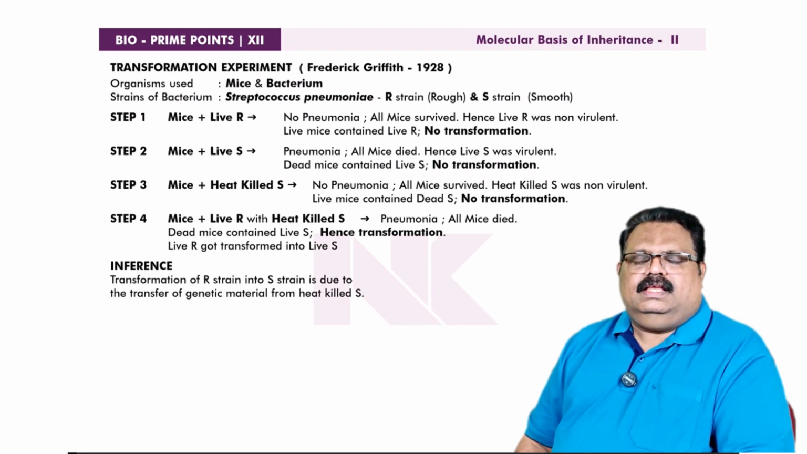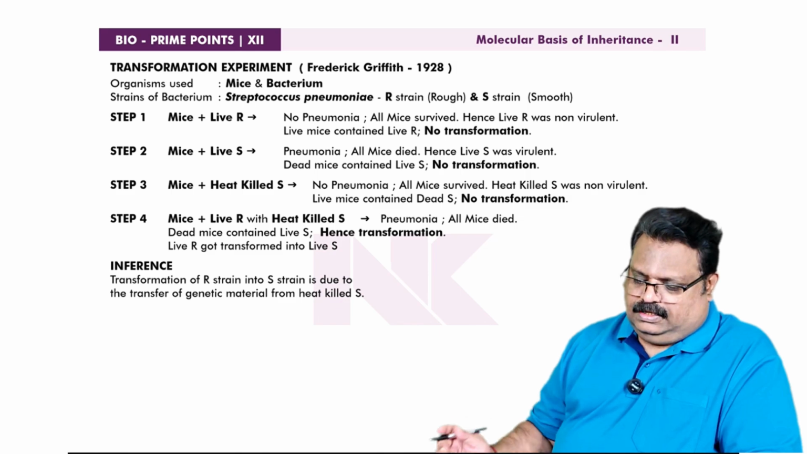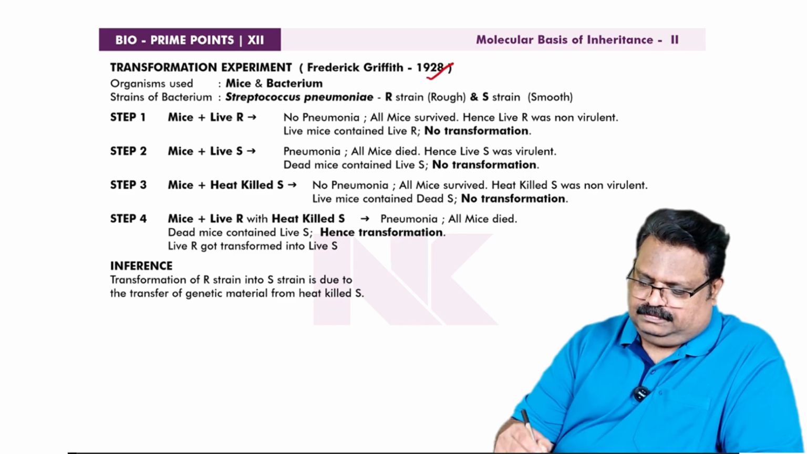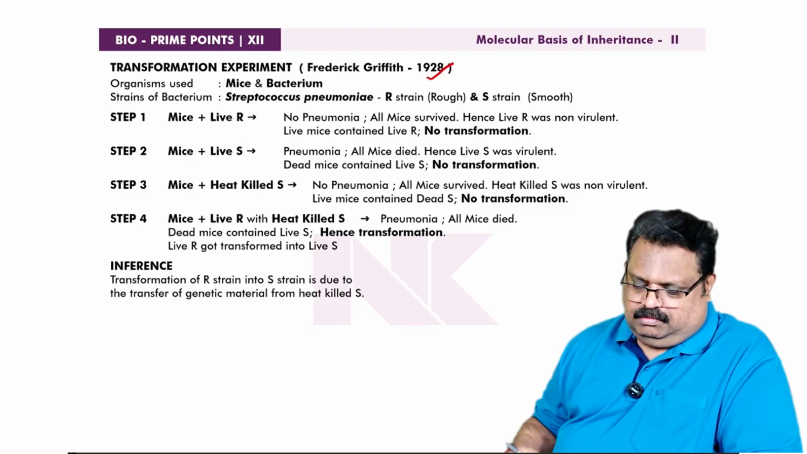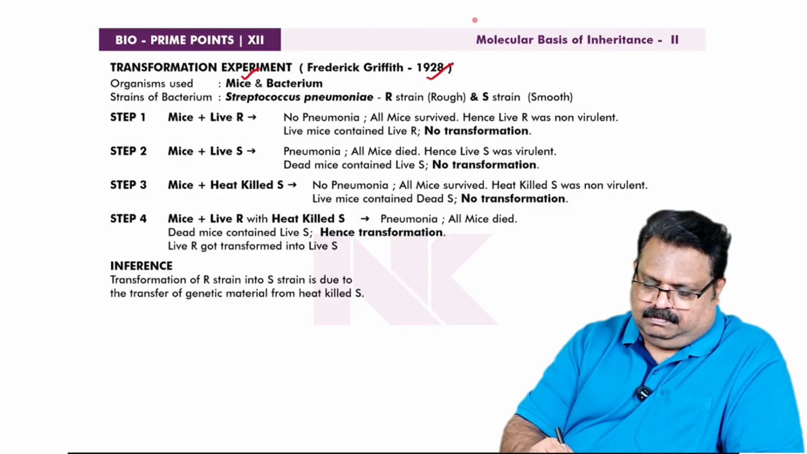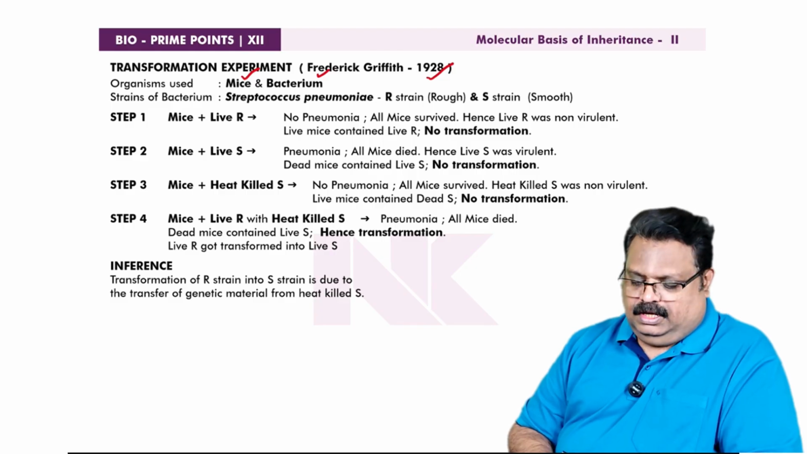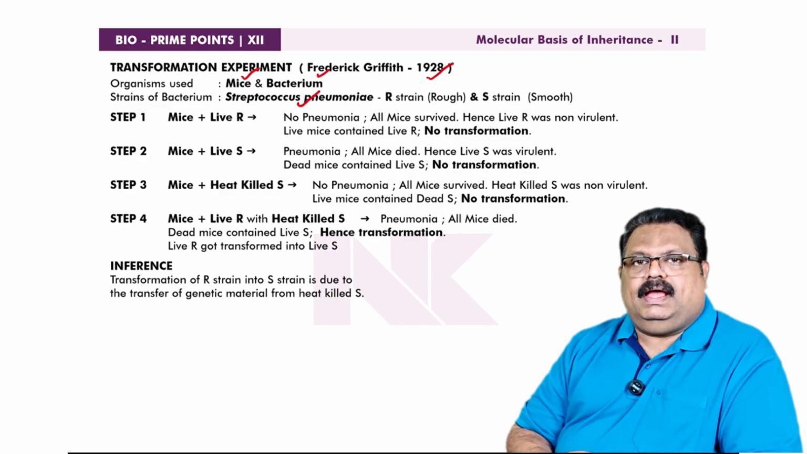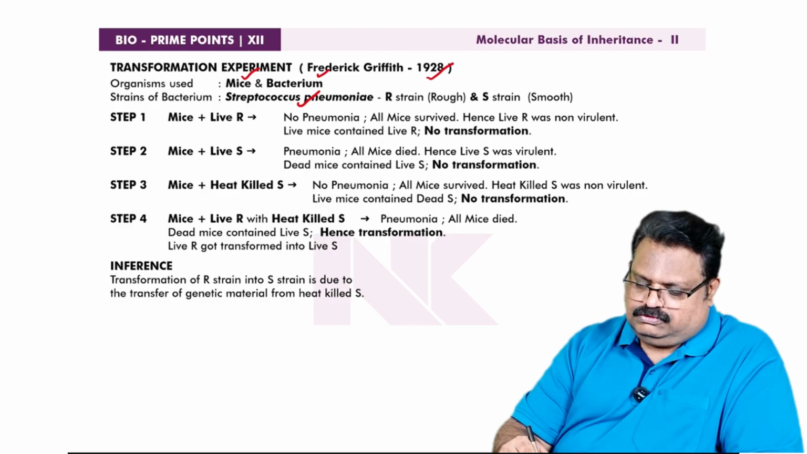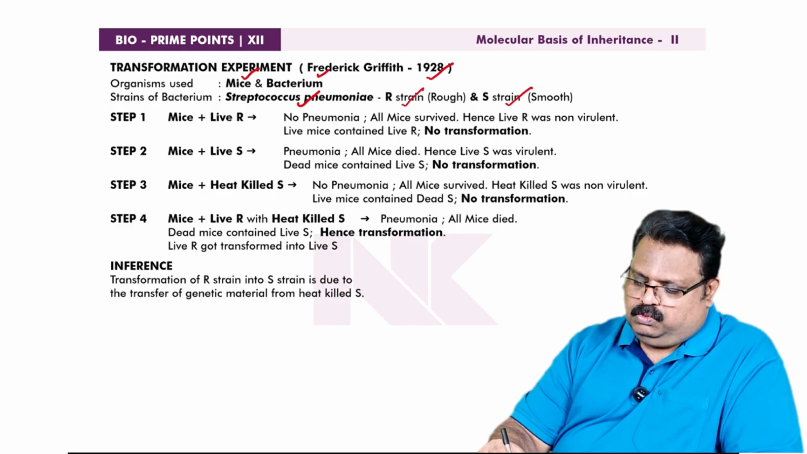The first experiment is the transformation experiment conducted by Frederick Griffith in the year 1928. The organisms used by him were mice and a bacterium. The bacterium is called Streptococcus pneumoniae. It is a pneumonia-causing bacterium. Two strains of bacteria were used. One is a rough strain or R strain. Another one is an S strain or a smooth strain.